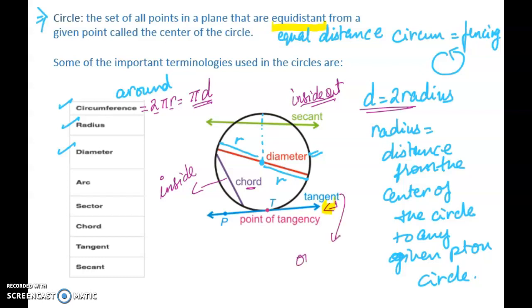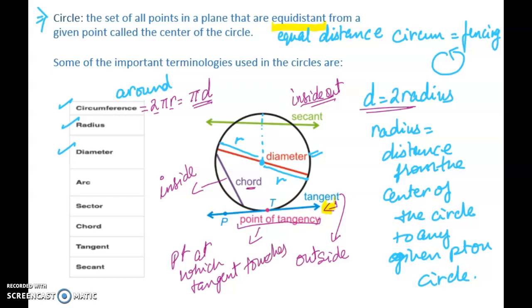Tangent, on the other hand, likes to stay outside. But how outside? By touching the circle at one point, and that point is called the point of tangency. The point at which the tangent touches the circle. So my interpretation is the chord is inside, the secant is inside out, and our tangent likes to stay just outside. It will touch the circle at only one point, that is the point of tangency.